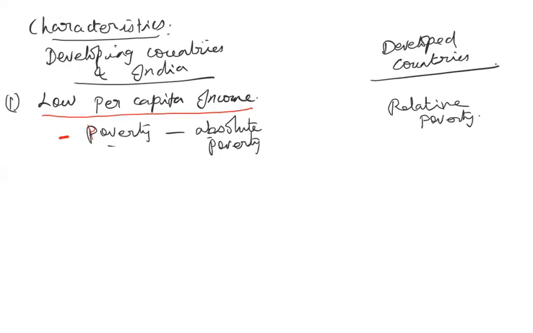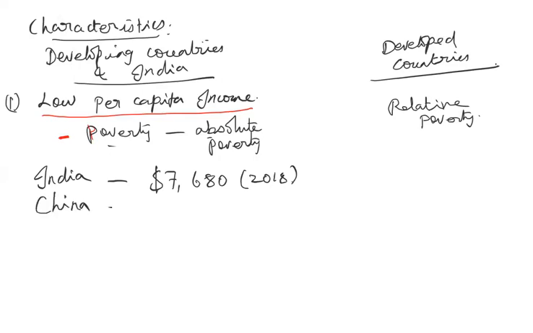Okay, now let us take the data. The per capita income of India is $7,680. This is in 2018. Compared to that, you have China, which was also once termed an underdeveloped country, but the progress of China has been very fast. Now it is almost coming under the category of developed countries. Still, its per capita income is $18,170.